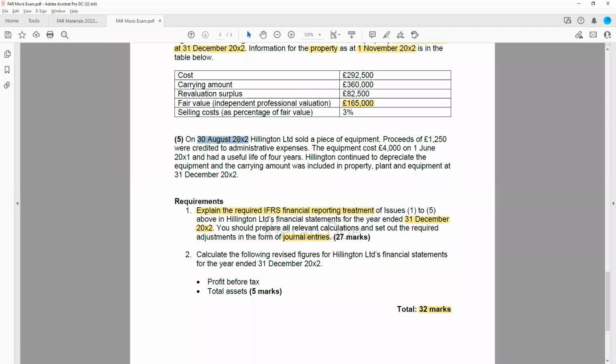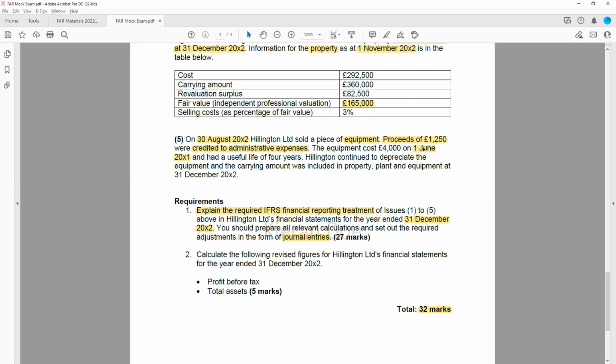So we can see here, 30th of August, so that's 4 months before the year end, sold a piece of equipment. So again, looking at PPE, proceeds of 1250 were credited to admin expenses. So we'd usually work out the profit or loss on disposal, wouldn't just credit them in the P&L. So the equipment cost this on the 1st of June X1.